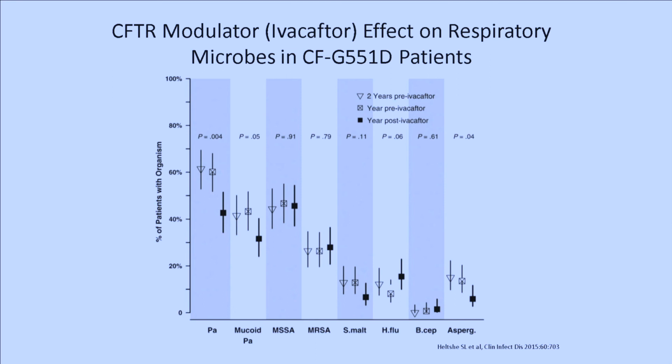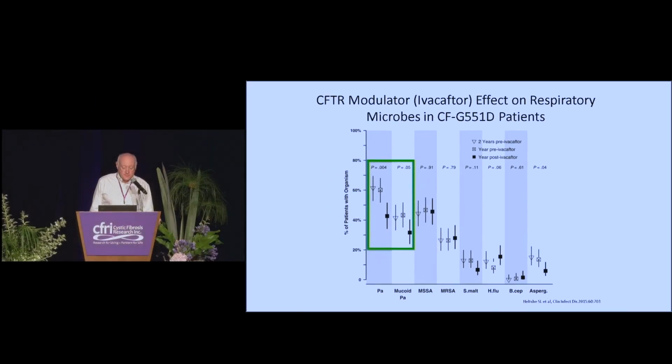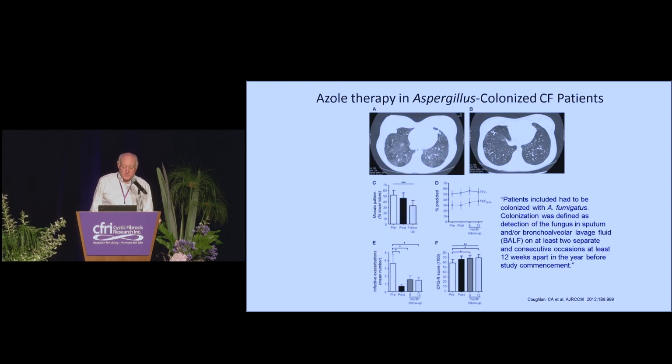Information is beginning to emerge that when we use these modulators like ivacaftor, we can actually affect the incidence of infection. So this is a study where patients with G551D, the first ivacaftor target population, were followed before and after treatment. And what you see here is that Pseudomonas is significantly reduced in the first year after the institution of the use of ivacaftor. But we also see this same reduction in Aspergillus, suggesting that the modulator is actually producing some improvement in our ability to get rid of the organism.